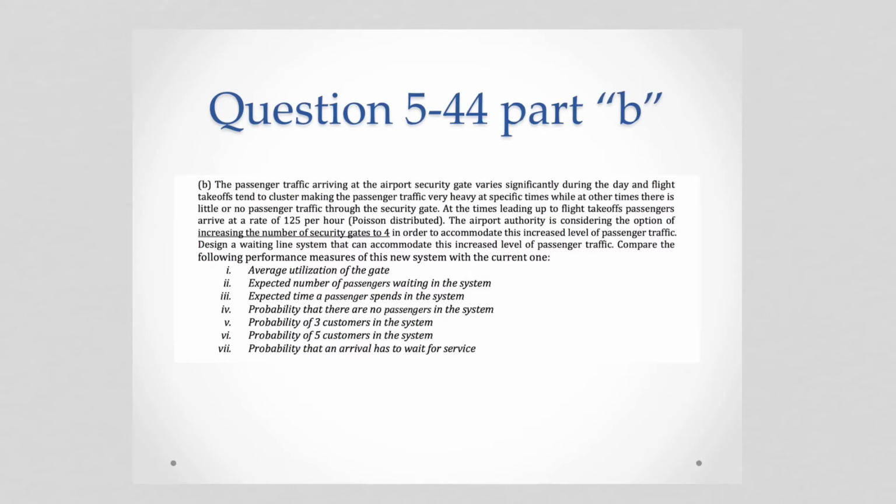Let's look at part B together now. It talks about here, passenger traffic arriving at the airport security gate varies significantly during the day. Flight takeoffs tend to cluster, making passenger traffic very heavy. The airport authority is considering increasing the number of gates to 4 in order to accommodate this increased level of passenger traffic. Design a waiting line system that can accommodate this increased level of passenger traffic. Compare the following performance measures of this new system with the current one.